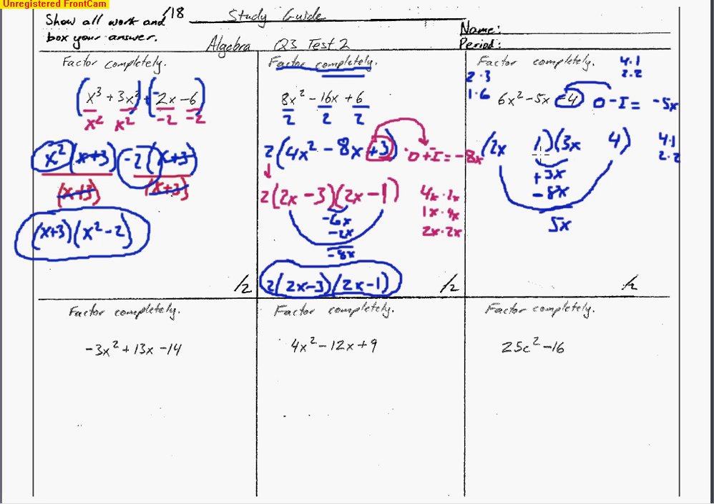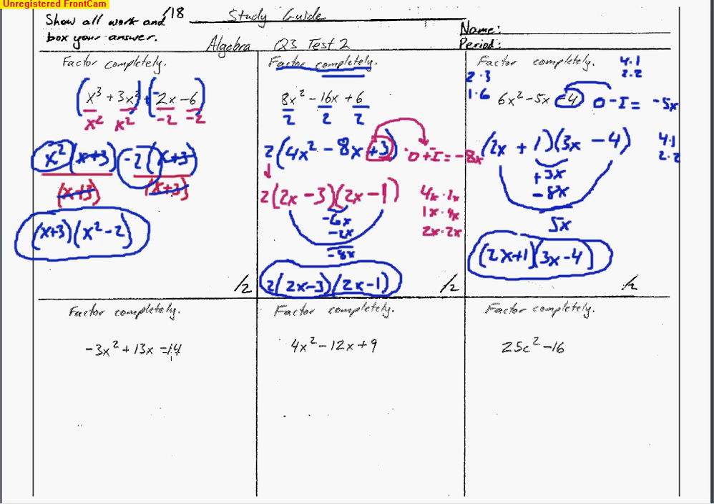So let's see how we get the positive 3. Means the 1 needs to be positive, and the 3 is positive, so that makes a positive 3. 2 times a negative 4 makes the negative 8, so that ends up working. 2x plus 1, and we end up having a 3x minus 4. So there's our answer.